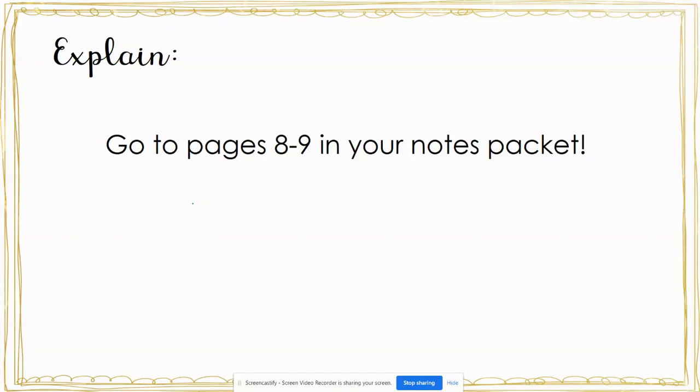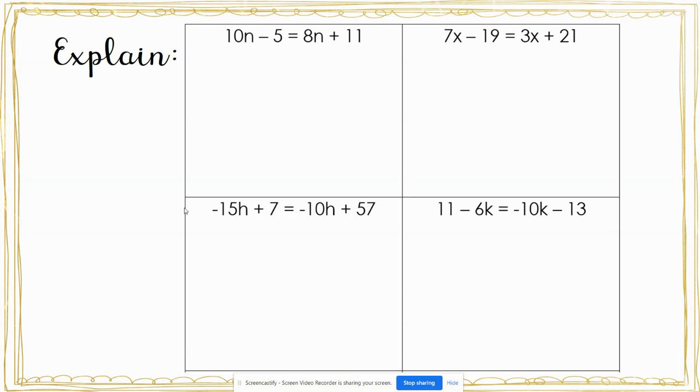Today we're going to learn how to solve equations that have variables on both sides. You should be on page 8 in your notes packet. Your first equation says 10n minus 5 equals 8n plus 11.